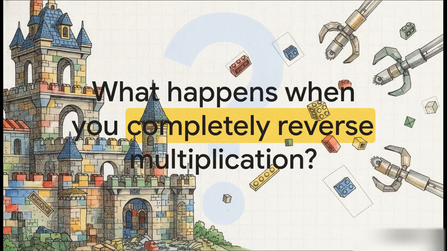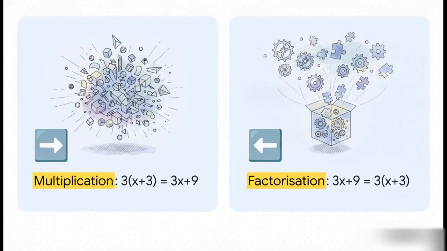So think about it like this for a second. What happens when you completely reverse multiplication? Imagine multiplication is like building this massive, complex Lego castle. You put all these different tiny pieces together to create one giant structure, right? Well, factorization is the exact opposite. It's the art of carefully breaking that castle back down into its individual core building bricks. It's basically reverse engineering.